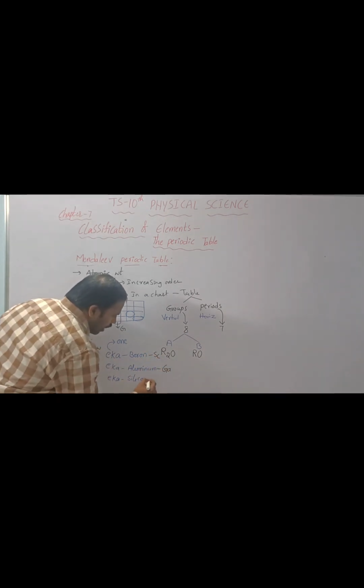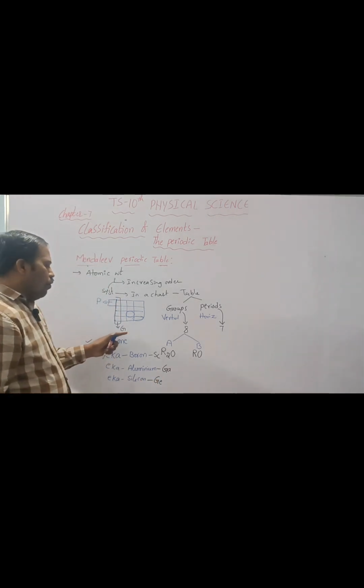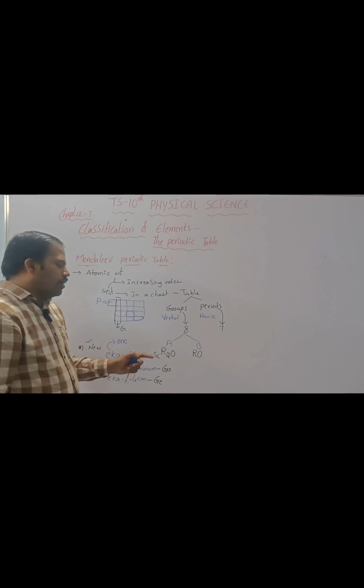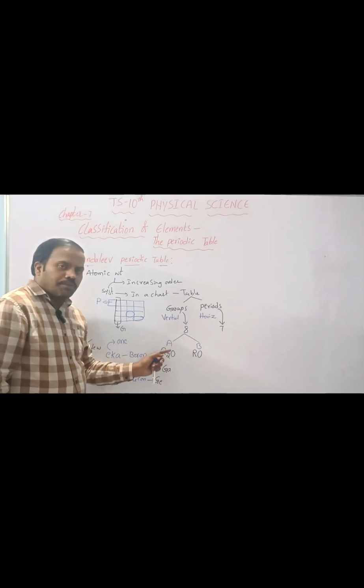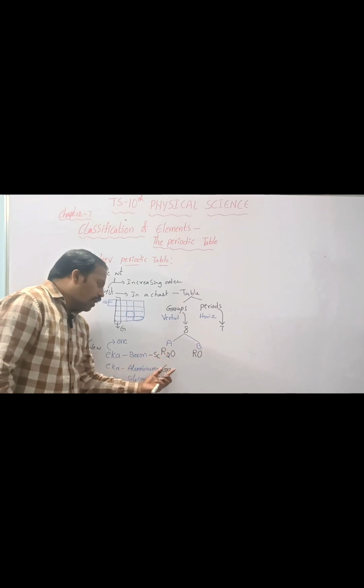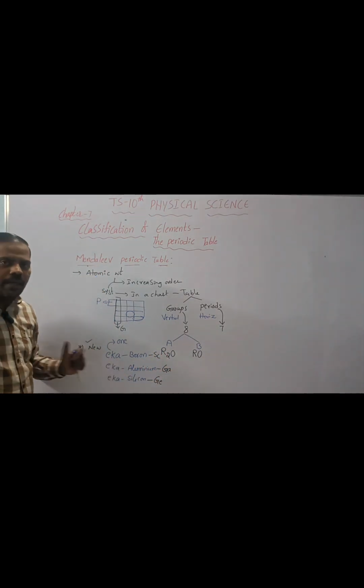Gallium, and this is germanium. This is germanium. Okay? What he thought was that, with respect to atomic weights, densities and molecular formulas, they suit these three elements. So this is a great achievement of Mendeleev.